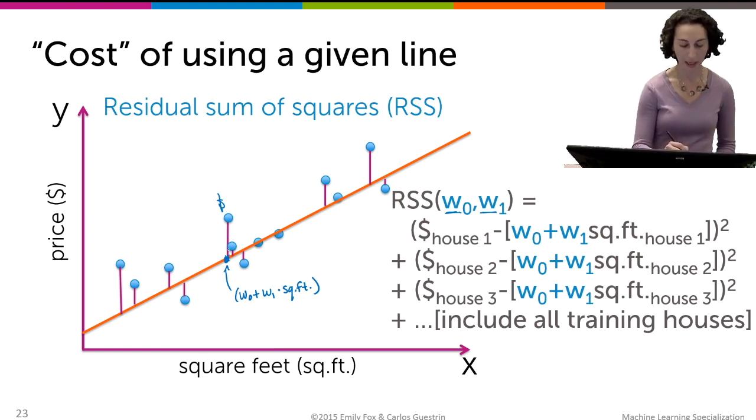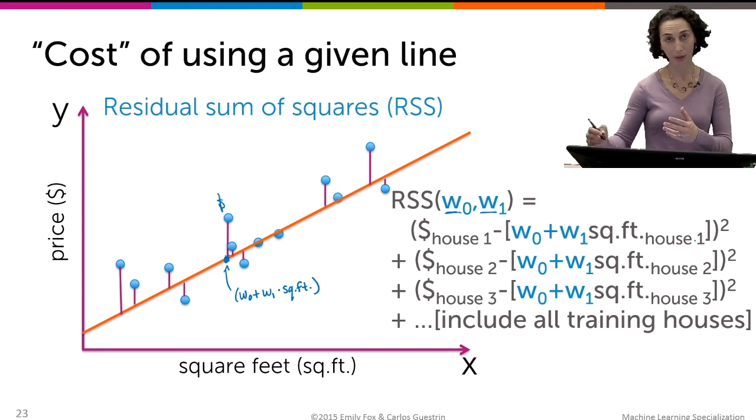But I'm not just looking at that difference, nor its absolute value. I'm looking at the square of the difference. That's where the sum of squares comes in. Well, that's where the squares comes in, and then the sum is I'm adding over this error over all houses in my training data set.